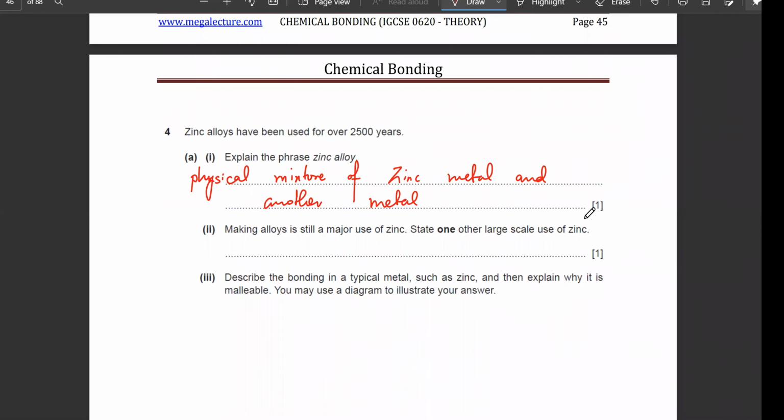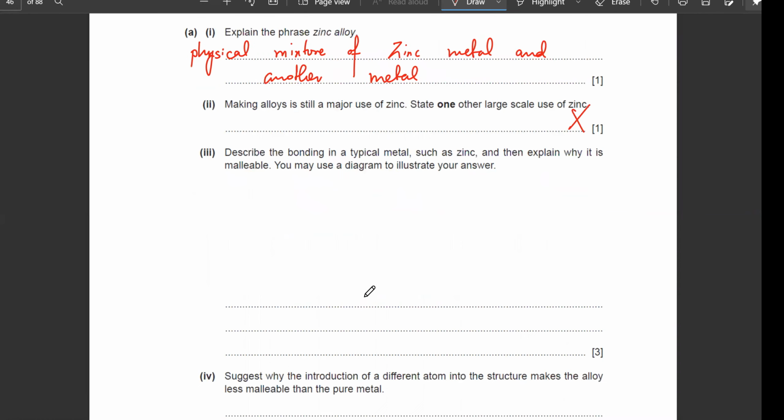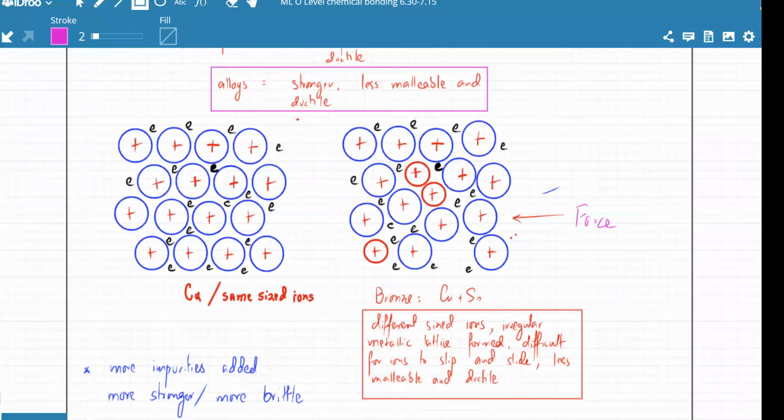So he's saying one other large-scale use of zinc. We can ignore this. We haven't done that. Describe the bonding in a typical metal such as zinc, and then explain why it is malleable. You may use a diagram to illustrate your answer. Whenever you're asked to draw a diagram of a metal, every time you're just going to simply draw this. Make sure you draw it neatly. You don't have to draw so many. Just make a row of three: 3 ions on the horizontal axis, 3 ions on the vertical axis. That's it. So it's 9 atoms.